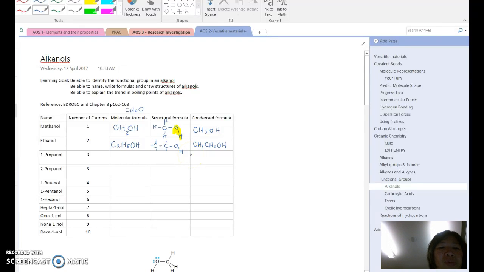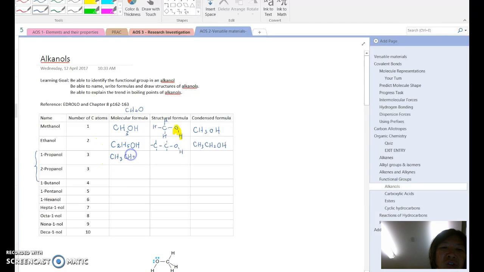Now, propanol has 2 isomers. So these are 2 different layouts of propanol. Let us look at 1-propanol. So the 1 suggests or tells us that the functional group is on the end carbon, so either on the left end or the right end. So let's write that down.